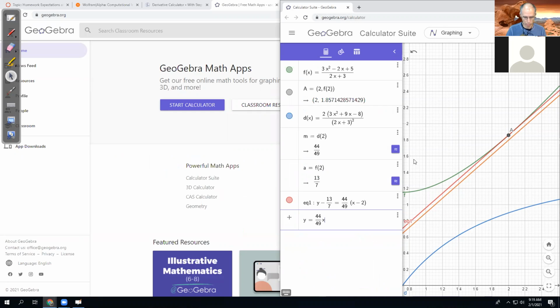And then what did we get? We got plus 3/49, and enter. If I turn the other one off, that is the same line. So it doesn't matter which one I call it, they are the same line. Cool. All right, let's try another one.